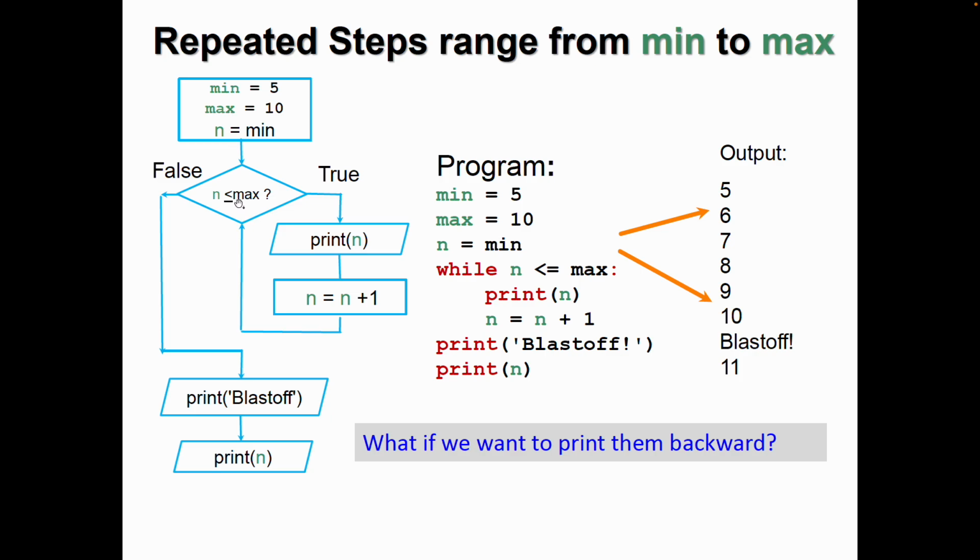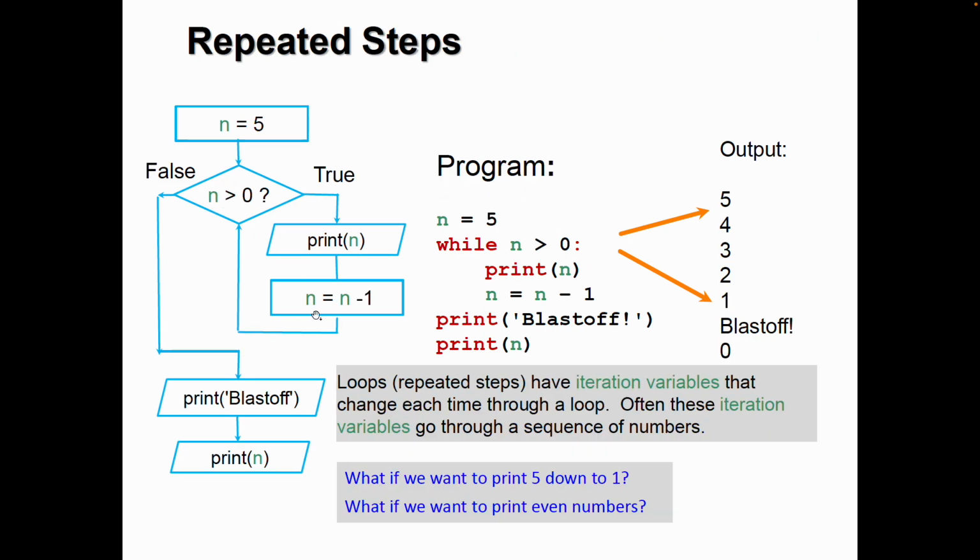Is it still greater than 0? Yes. So print again, decrease it again, and then check again. We'll print 4, then we'll print 3. Check again, it's still greater than 0. So print again and decrease it to 2. Check again, greater than 0. So print it and then reduce it to 1. Then 1 is greater than 0. We will print 1, and we will reduce it to 0.